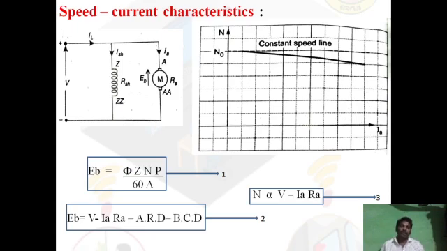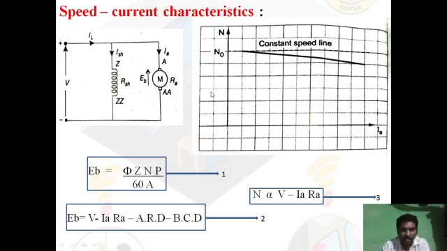Okay. So here, if you observe the graph, the speed regulation or the change in speed is very less because the IaRa drop is very less. Therefore, by observing these characteristics, we can consider this DC shunt motor as a constant speed motor.